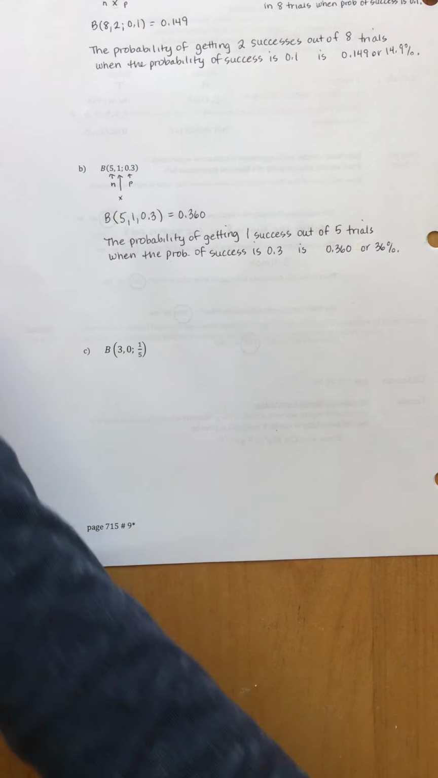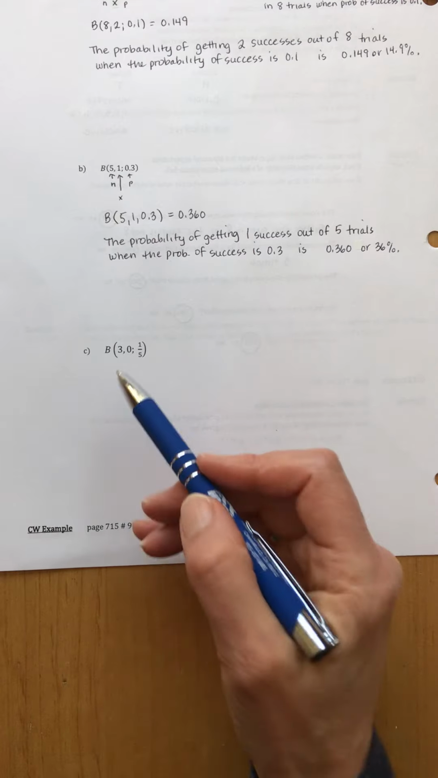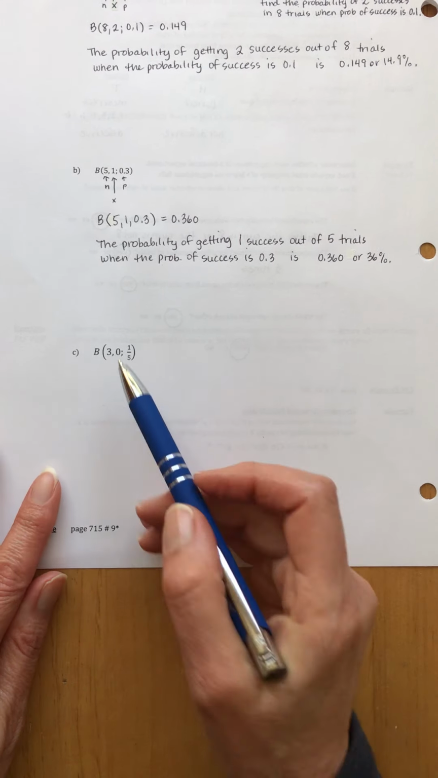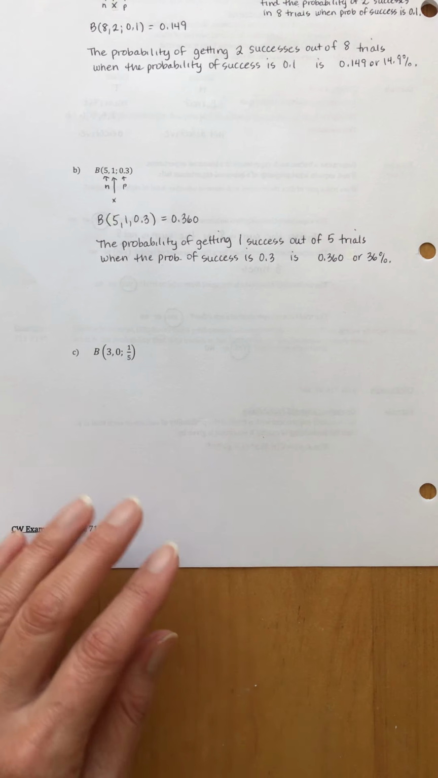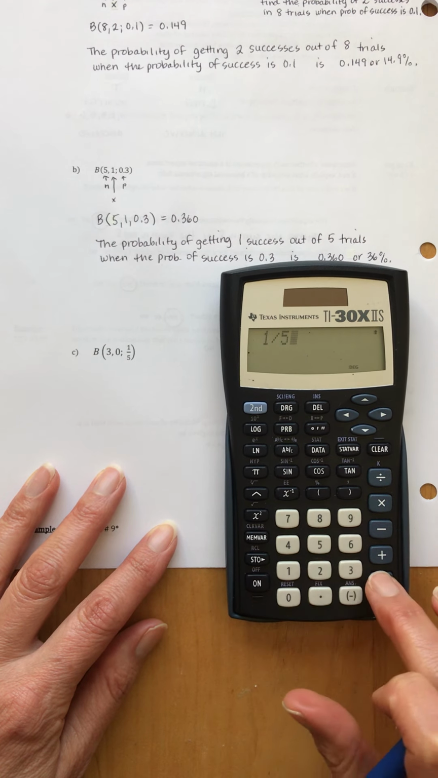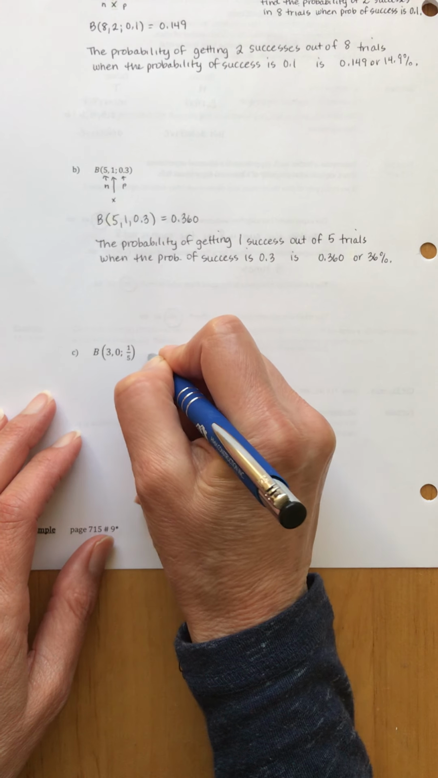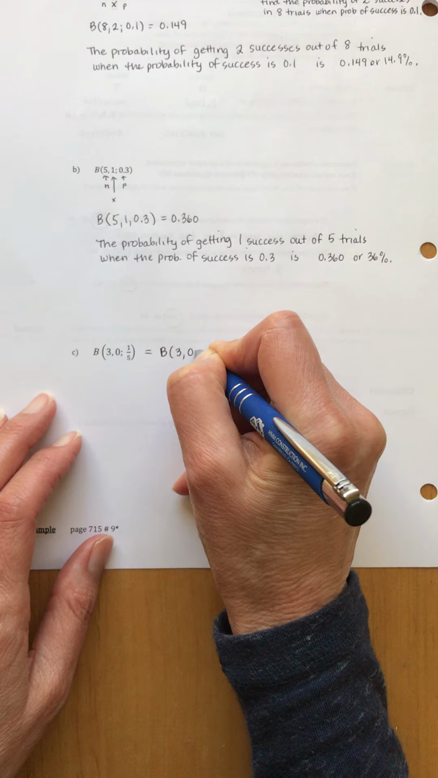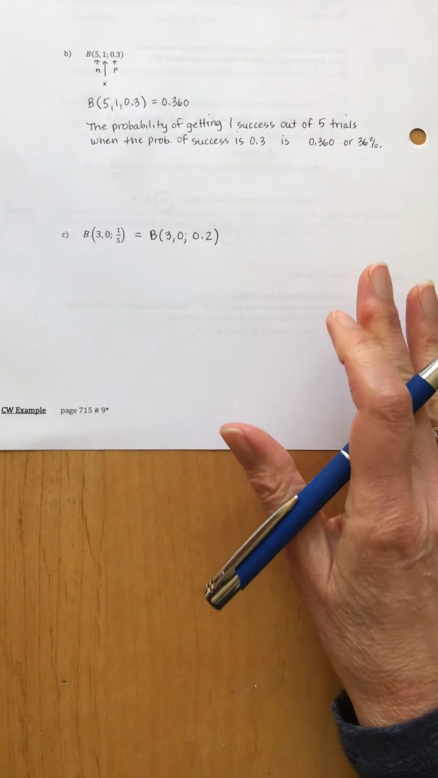Okay, one more example. Here, when I look at this, I realize that there were no fractions on our binomial table sheet. So I've got to figure out what this fraction is in decimal form. If you don't know it already, you're going to take 1 divided by 5, and that's equal to 0.2. So this is really the same as b of 3, 0, 0.2. Okay, so now let's use our table.